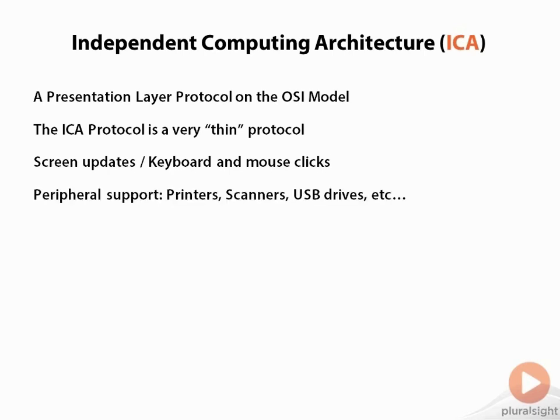Now, of course, the Independent Computing Architecture, the ICA protocol, we wish that it was just screenshot updates and keyboard and mouse clicks, right? That would be an ideal world. However, in today's world, we need more peripherals. We need more printer support, more scanner support, more USB support. We need to be able to access files. As a result, when you add all of this functionality on top of the ICA protocol, now you have to understand the inner workings of this protocol in order to tweak it for the most optimized performance possible based on the scenario that you're trying to accomplish.